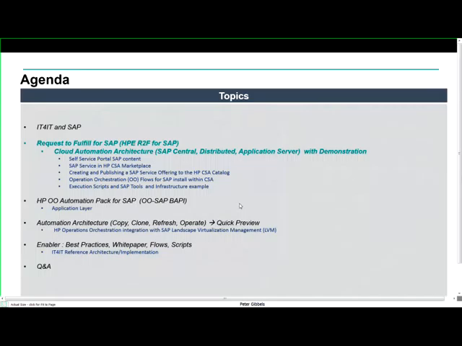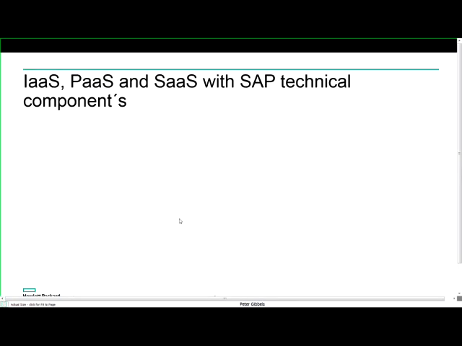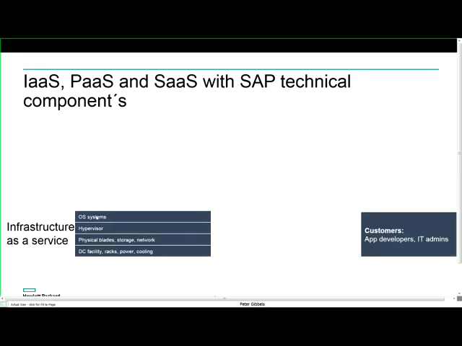So the first topic I'd like to drill down into now, before I stop for some questions if you have any, is the request to fulfill for SAP, so the cloud automation architecture. Before I go into any details here, I'd like to introduce to you that depending on the layer we are talking about, infrastructure as a service, platform as a service, or software as a service with SAP technical components, we have different automation topics in mind.